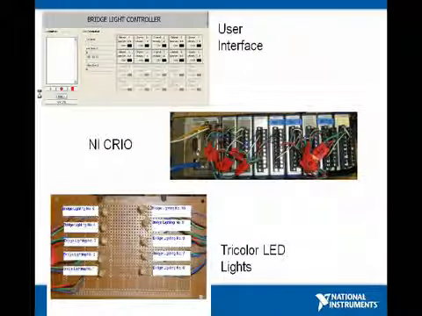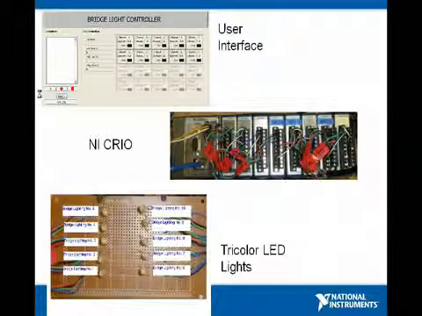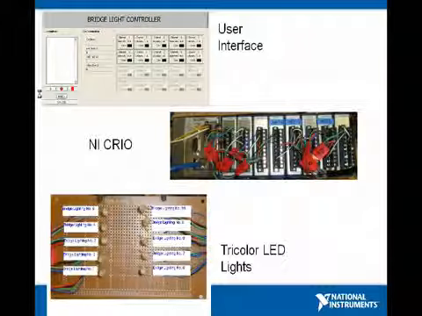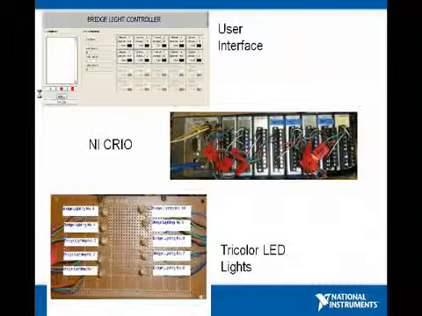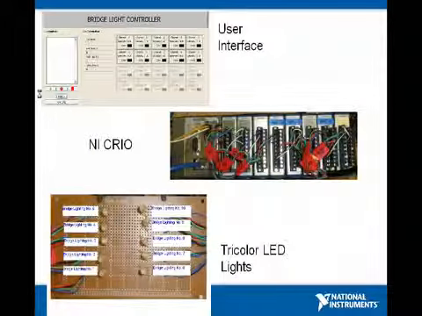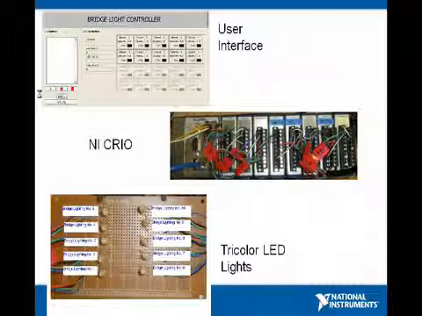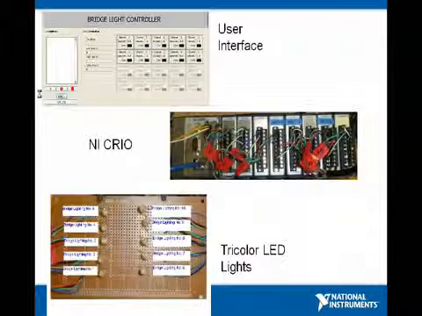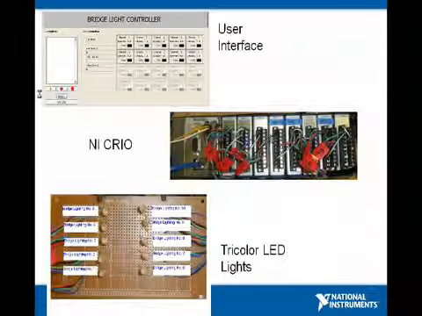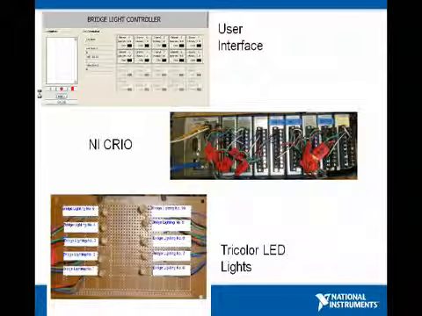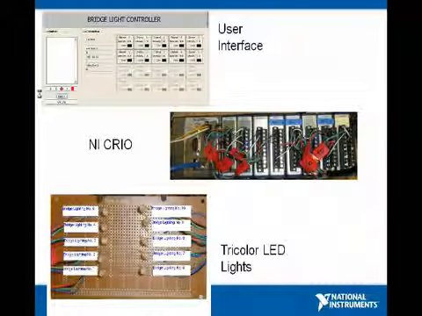Second, I would like to introduce our PAC product. PAC stands for Programmable Automation Controller, which combines the ruggedness and reliability of a PLC with the processing power and analysis capability of a PC. Here we use CompactRIO. And then third, we are using 3-color LED lights to represent the bridge lights. Every light has red, green, and blue sources to construct any kind of color.